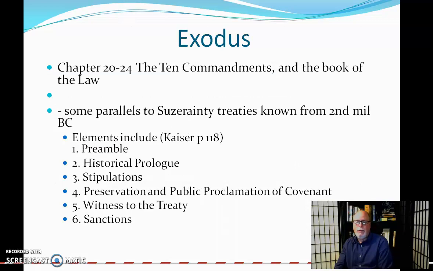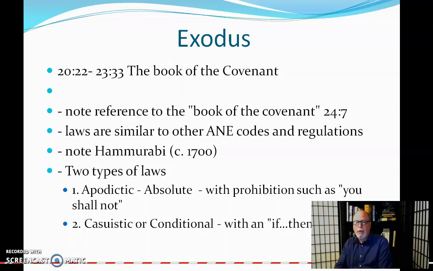Chapter 20, the Ten Commandments, the book of the law, chapters 20 through 24. And there are some parallels between the laws that are here with the suzerainty treaties known from the second millennium, which I think gives us some confirmation that the timing is right, the setting is right culturally. We're in pretty good shape there.